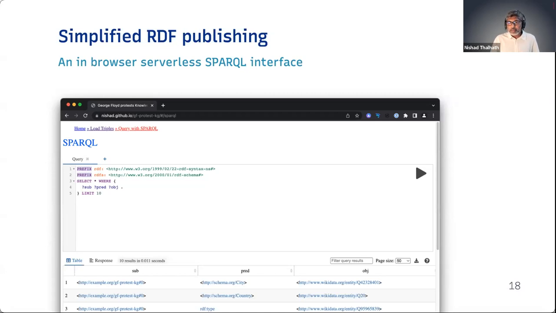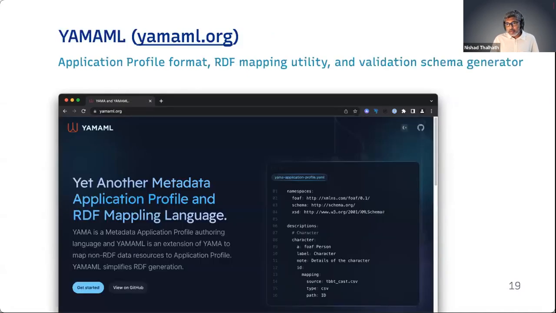Then the second aspect is YAMA, or Yet Another Metadata Application profile, as an application profile format, an RDF mapping utility, as well as a validation schema generator. So YAMA can generate RDF from an application profile. If you give the crowdsourced CSV data and the profile to YAMA, YAMA will generate RDF. Along with that RDF, it can also generate a validation schema, which can be used to validate the generated RDF.